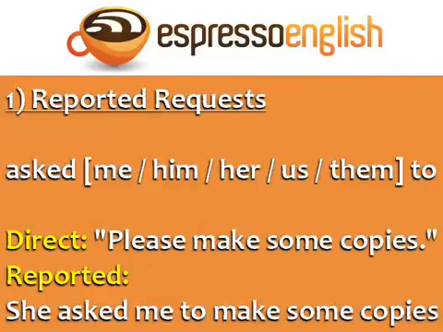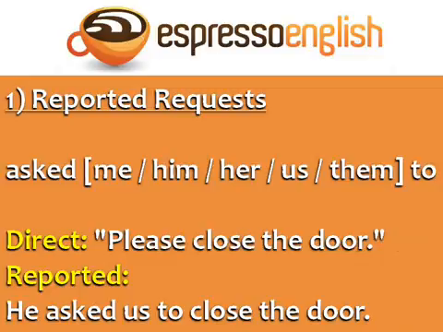For reported requests, use the structure asked, me, him, her, us, or them, to. For example, direct: "Please make some copies." Reported: She asked me to make some copies. Direct: "Please close the door." Reported: He asked us to close the door. In the case of reported requests, the main verb does not change. It is "close" in the direct statement and "close" in the reported statement.